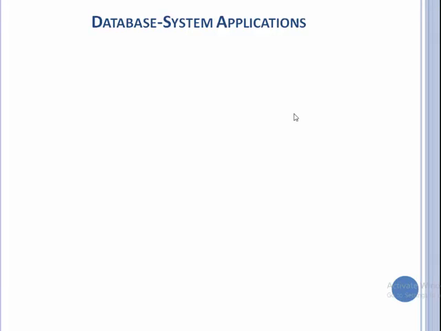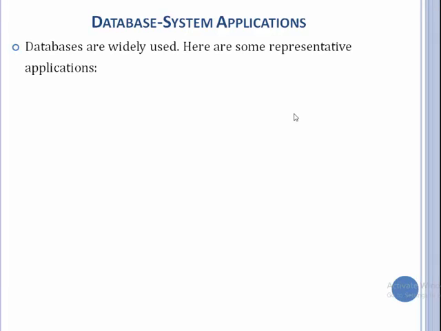So first one is enterprise information. Okay, so enterprise information means it may include a sales, accounting department, human resources, manufacturing and online retailers.